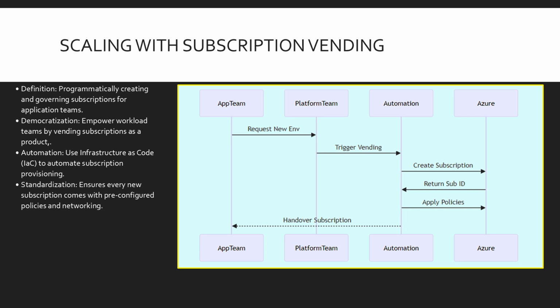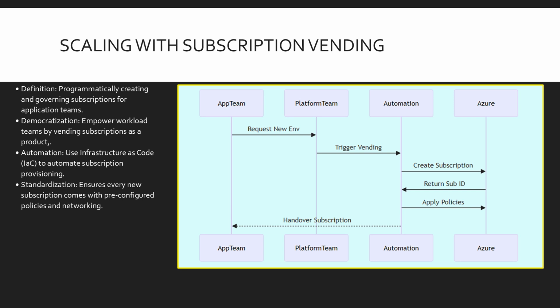This leads us to the concept of subscription vending. This is a mechanism where the platform team programmatically creates and governs subscriptions for application teams. It effectively treats subscriptions as a product that you vend to your internal teams. By using infrastructure as code, IaC, templates, you can automate this process. This ensures that every new subscription handed out is already standardized, pre-configured with the correct policies, networking, and security settings, allowing your teams to move fast without breaking governance.